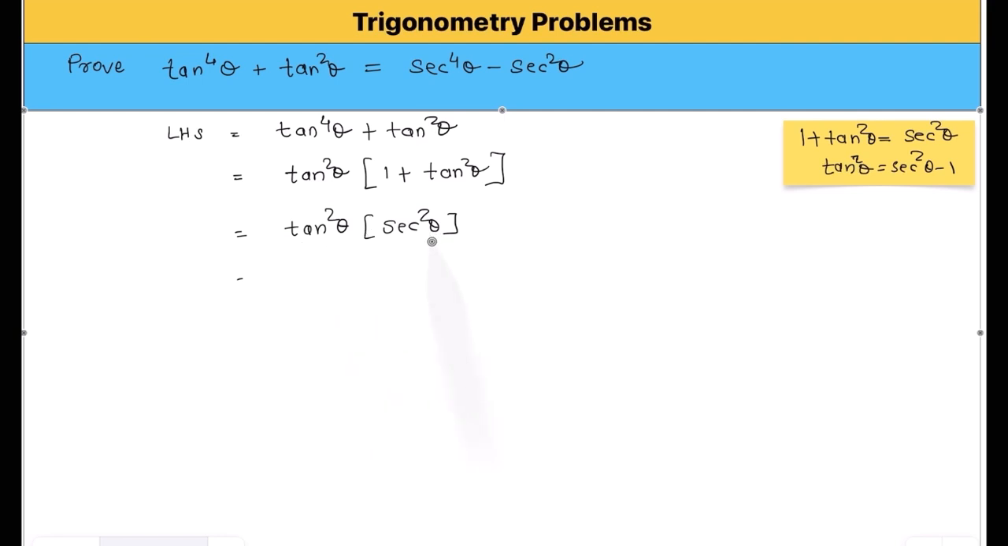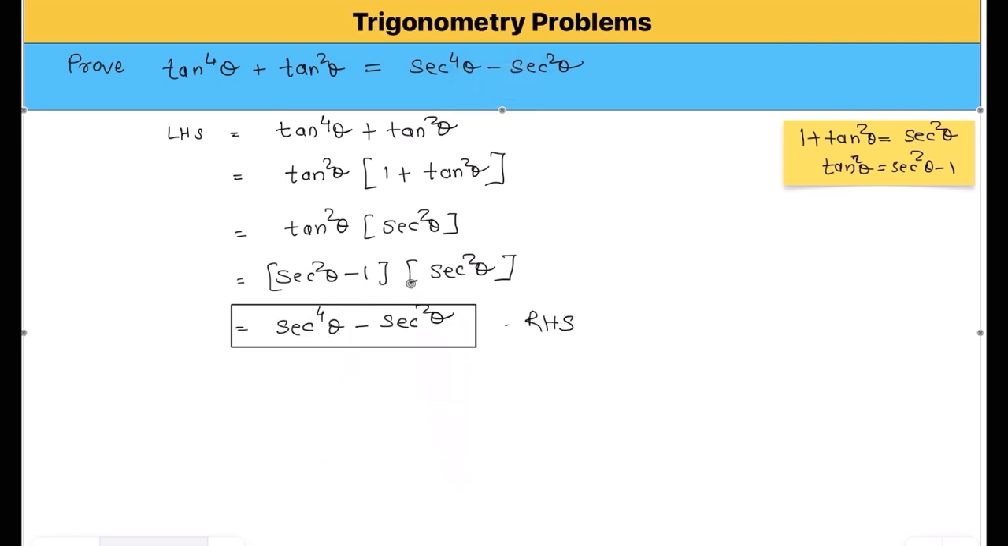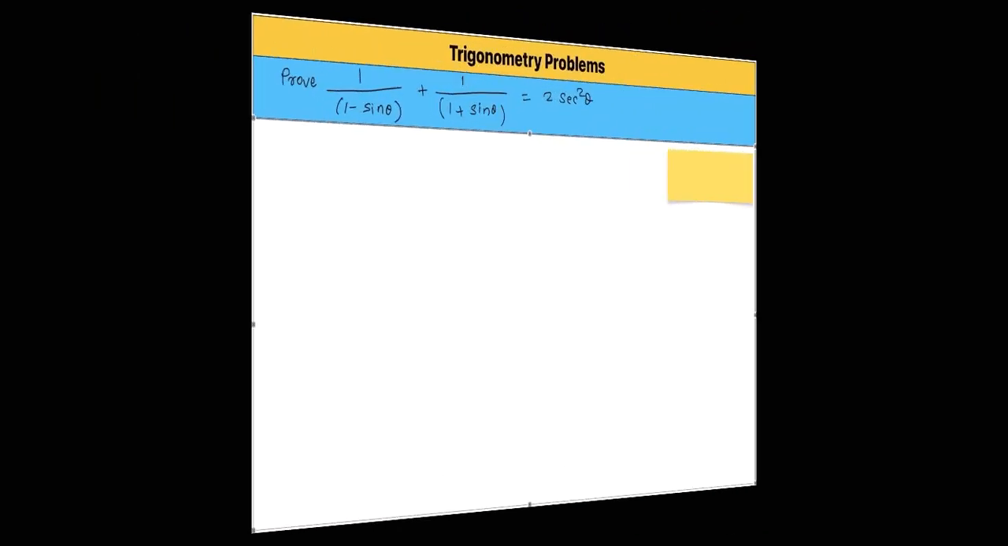Now again pay attention. 1 plus tan square theta is equal to sec square theta. So tan square theta is nothing but sec square theta minus 1. Now we can replace this tan square theta by sec square theta minus 1. We get sec square theta minus 1 into bracket sec square theta. Multiplying it, we get sec square theta into sec square theta, sec raised to 4 theta, minus sec square theta into 1, sec square theta, which is nothing but our RHS. Easy? Let's solve the next.